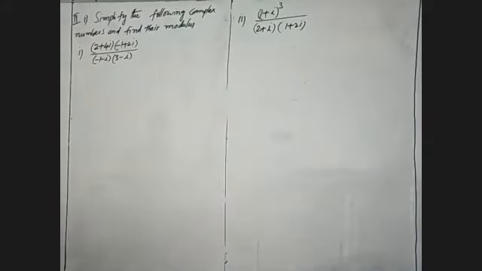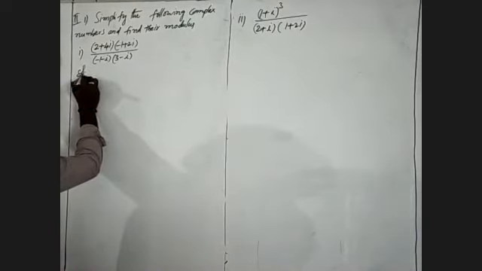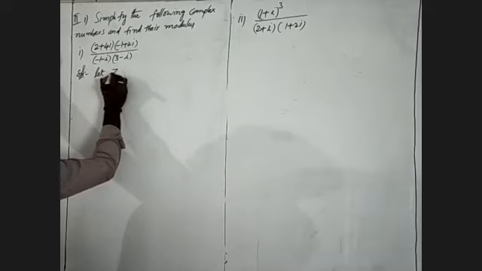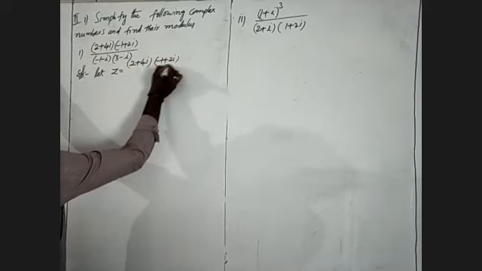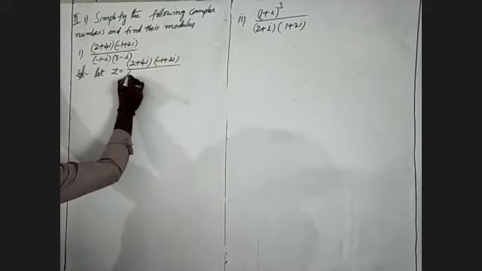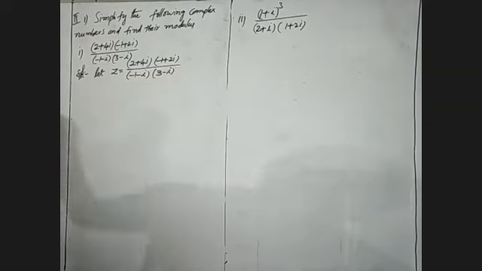Simplify the following complex numbers and find their modulus. The first one is (2 plus 4i) into (minus 1 plus 2i) by (minus 1 minus i) into (3 minus i). Given complex number, let us take z. That is, z is nothing but (2 plus 4i) into (minus 1 plus 2i) by the denominator (minus 1 minus i) into (3 minus i). I will write.